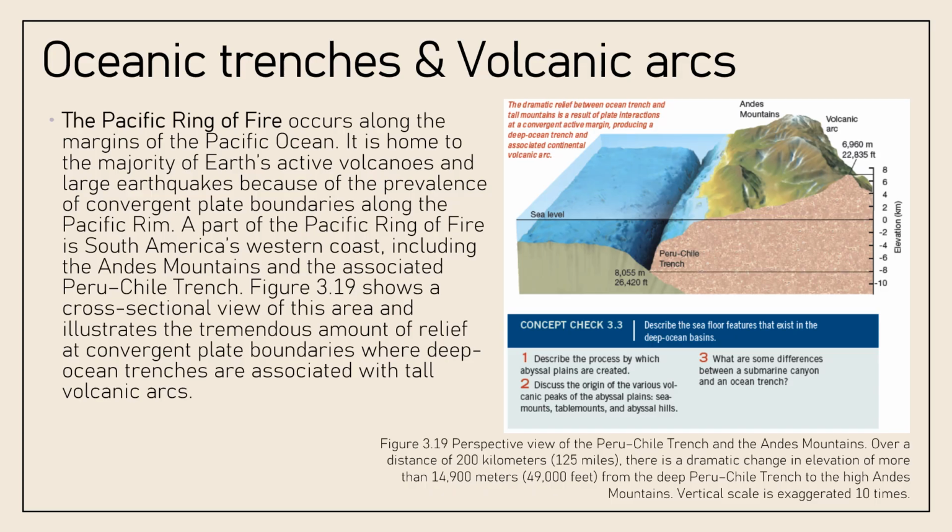It is a cross-sectional view and illustrates the tremendous amount of relief at convergent plate boundaries. You can see the volcanic arc stands at around 22,835 feet, and in the negative elevation, we have the Peru-Chile Trench at the bottom at 26,420 feet. So you can see the two extremes. The sea level stands at 0 kilometers, with one extreme at the top and one at the bottom. It is more bottom than the top, as you can say.